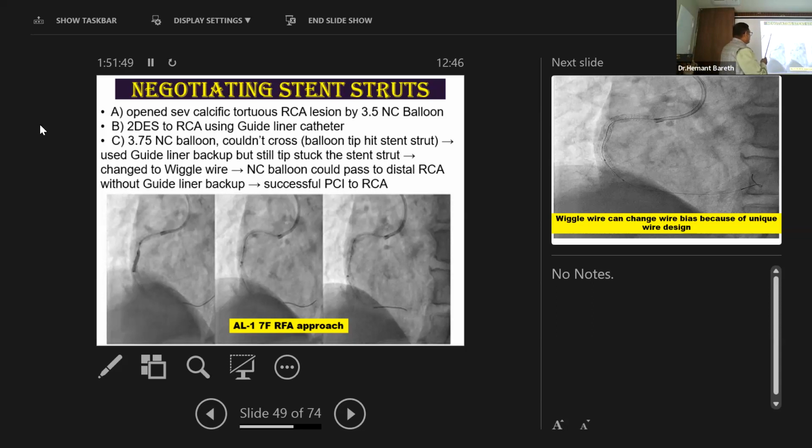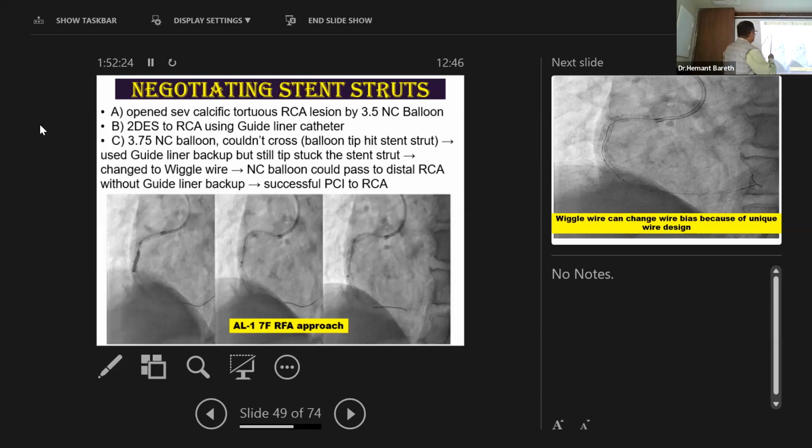And so what was happening was that the stent was not properly deployed, the stent strut was malapposed and was lying inside the vessel lumen. And when you were trying to pass the balloon, the tip was hitting that stent strut and unable to cross it, because there was a bias, and the balloon was hitting the stent strut, and it could not go beyond the stent strut so that you could dilate the vessel. So this was what was happening.